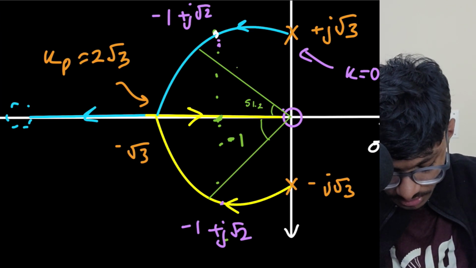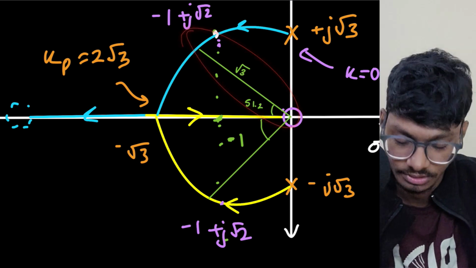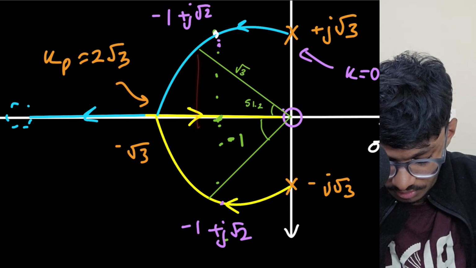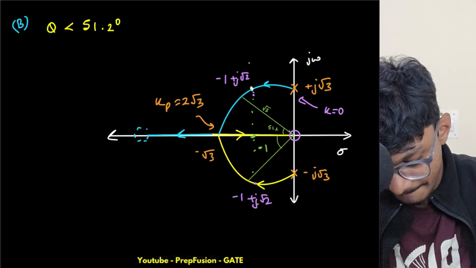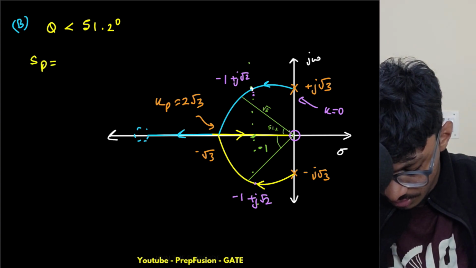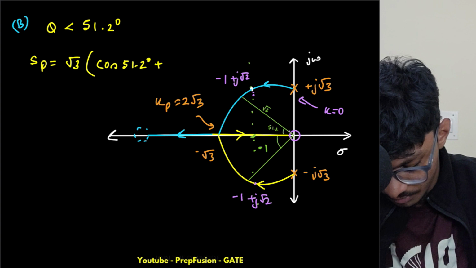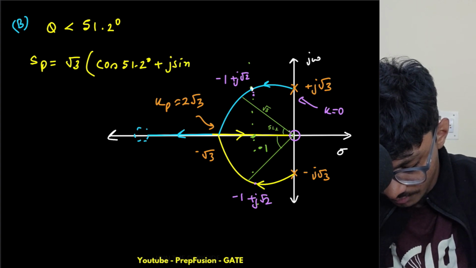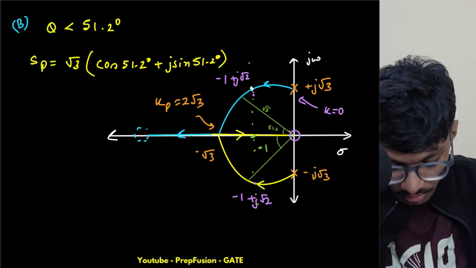This value is root 3 because it is a circle. It is a circle, so the distance will always be root 3. Now I can find the x and y coordinates, and from there I can find the pole location. So my s will be simply root 3 times cos 51.2 plus j sin 51.2 degrees. And obviously this is the maximum point.